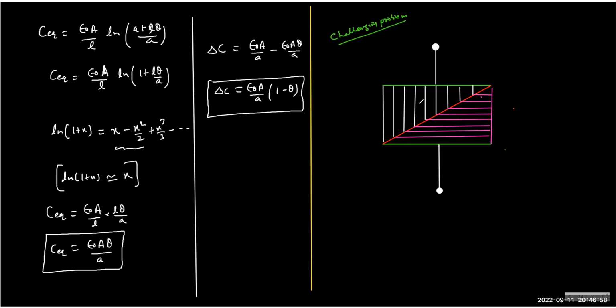Now the upper one, let's say, has dielectric constant K1 and the lower one has dielectric constant K2. The separation is D as usual. Area is A, and the length you can take as L. So length means L. You can also find the width if you want. So width is basically A by L.